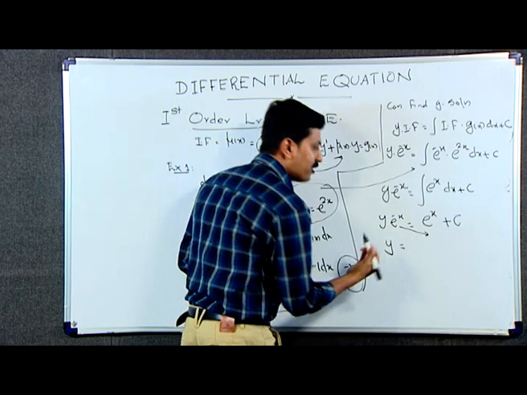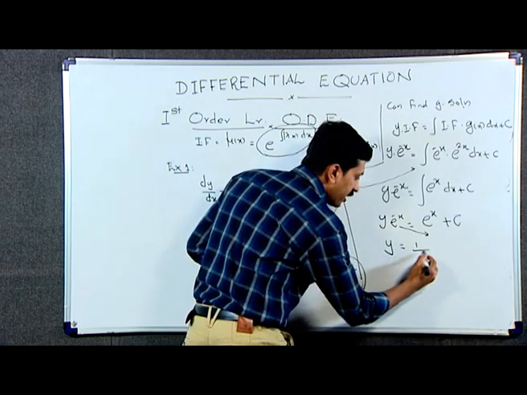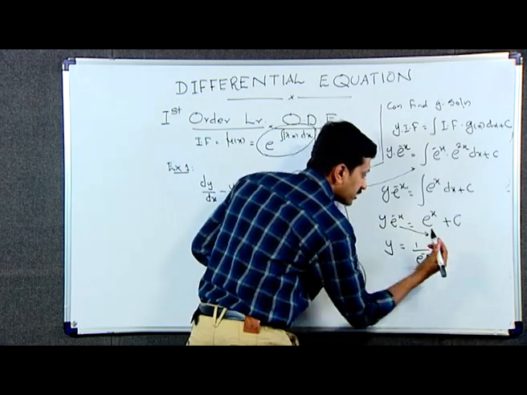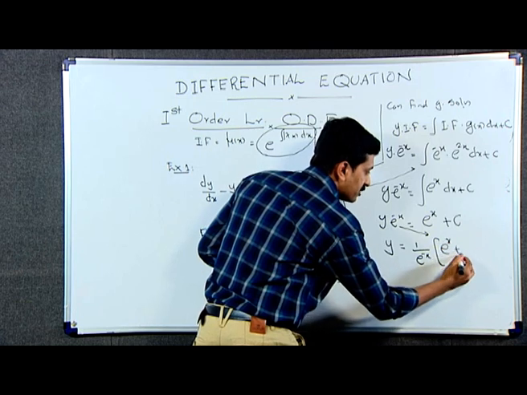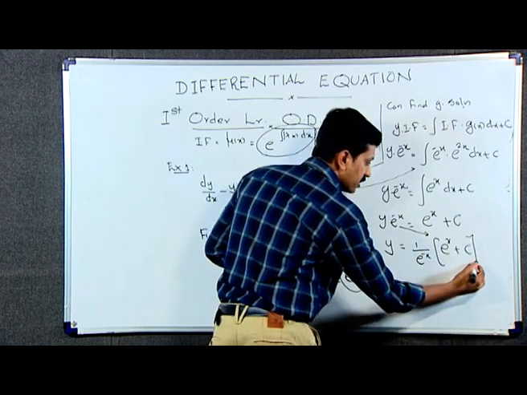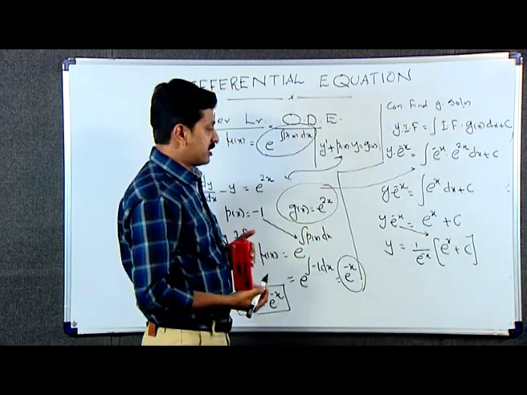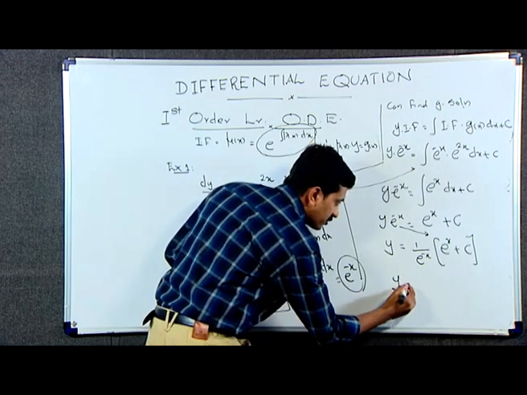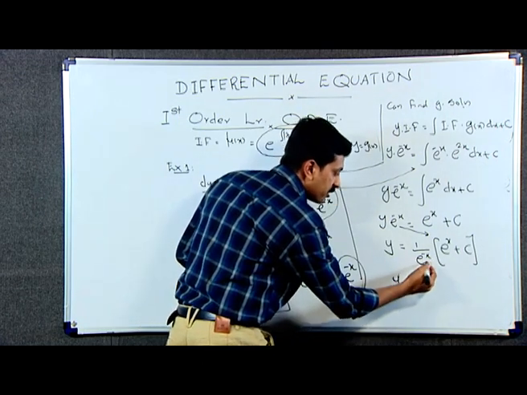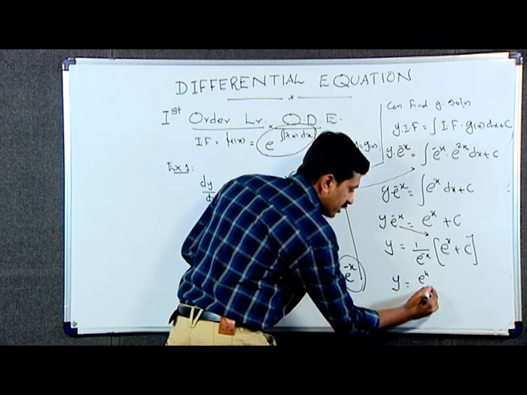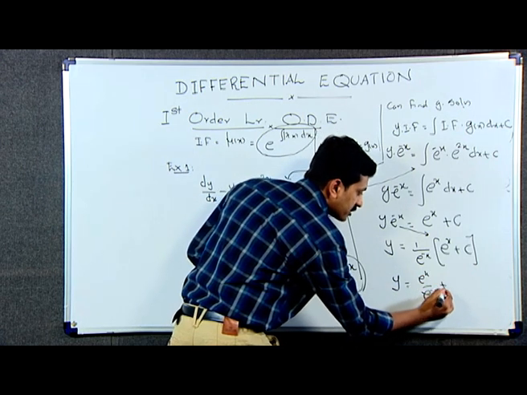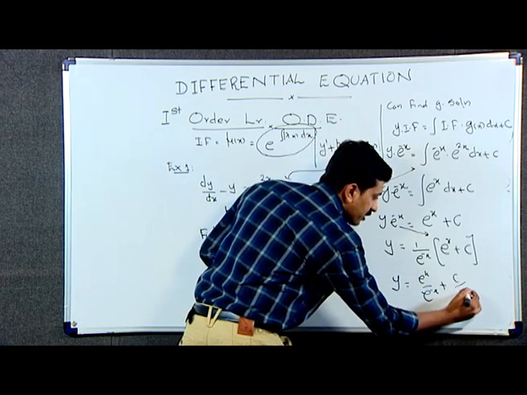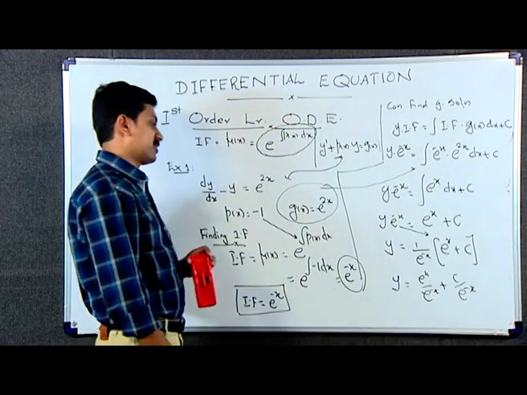Therefore, y is equal to 1 by e raised to minus x into e raised to x plus c. So, y is equal to, multiplying this here, e raised to x divided by e raised to minus x plus c divided by e raised to minus x.